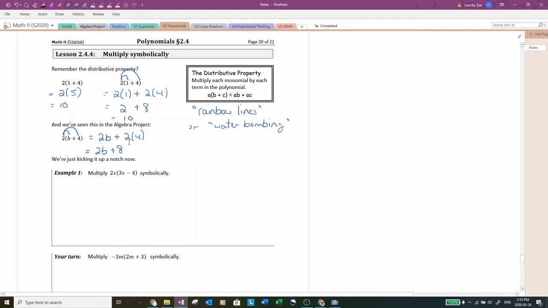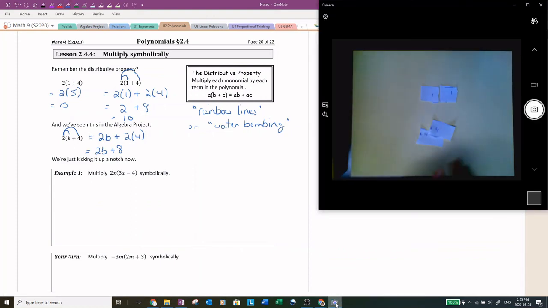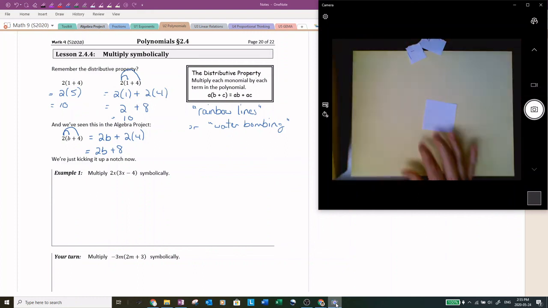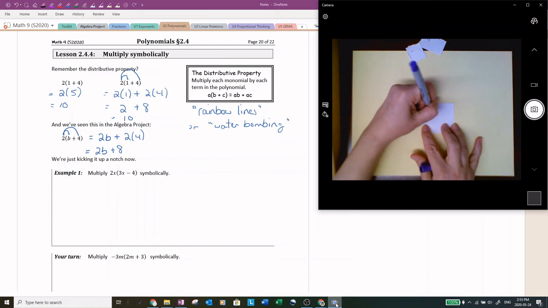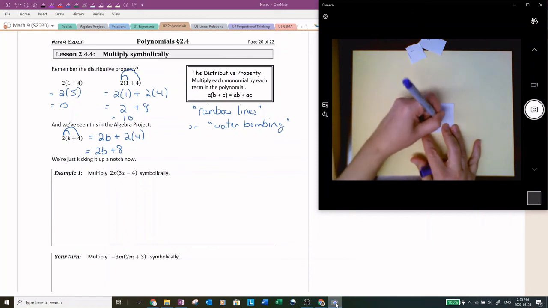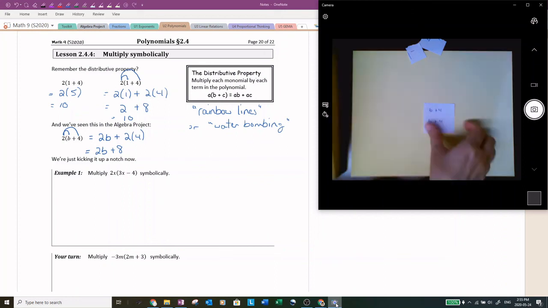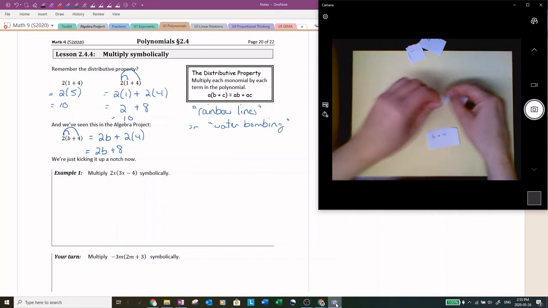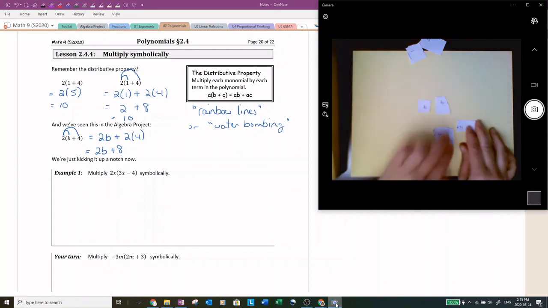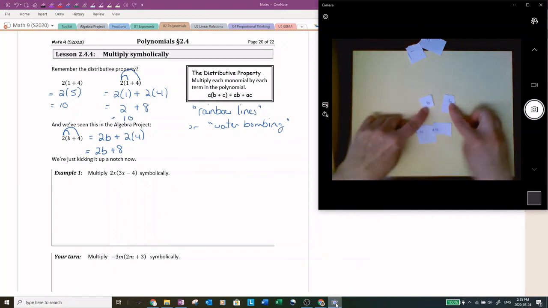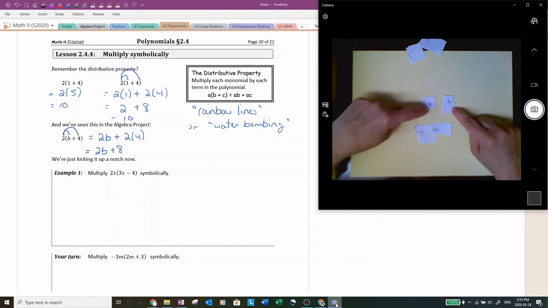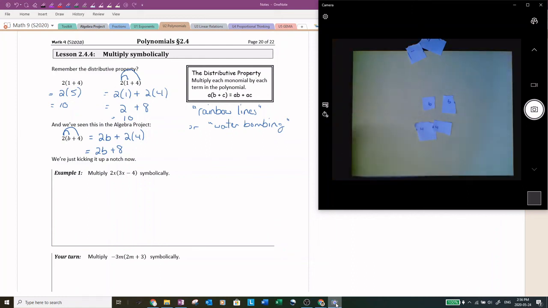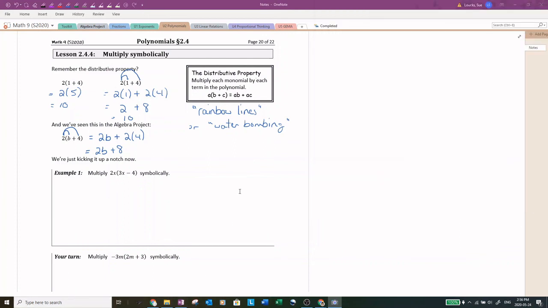Okay, and if I were to do that on the camera over here, I need a pen that actually writes. So I've got a b plus 4 and another b plus 4, right? And I'm going to tear them apart, and I'm going to rearrange them. So I've got a b and another b, so I've got two b's, and I've got a 4 and another 4, so it's 8. So 2b plus 8, which is what I got when I did it symbolically.